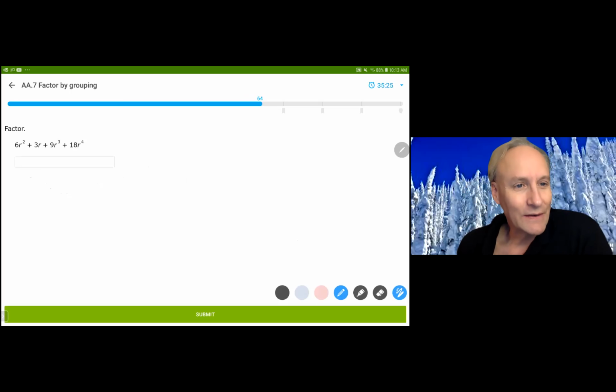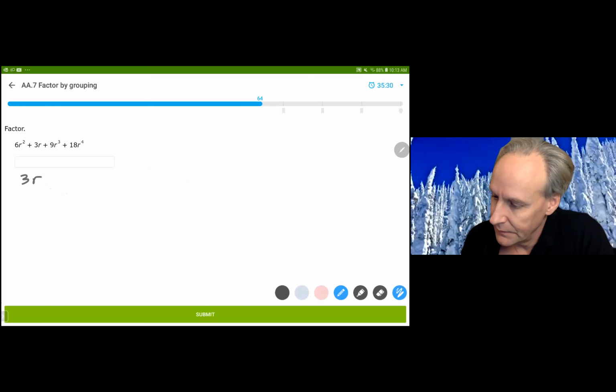I don't want to spend too long on this one. Let's see, we'll take out the 3r. And that leaves us with 2r plus 1. Don't forget that 3r has to have the 1 to make it work.